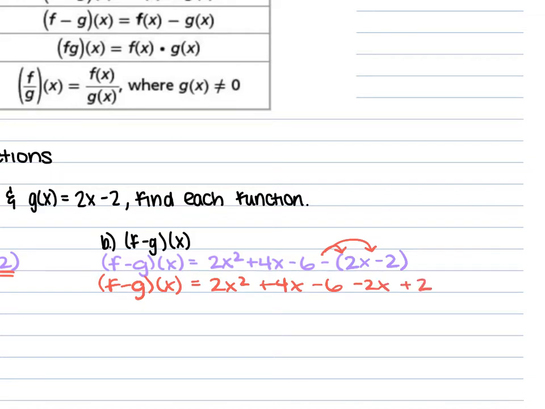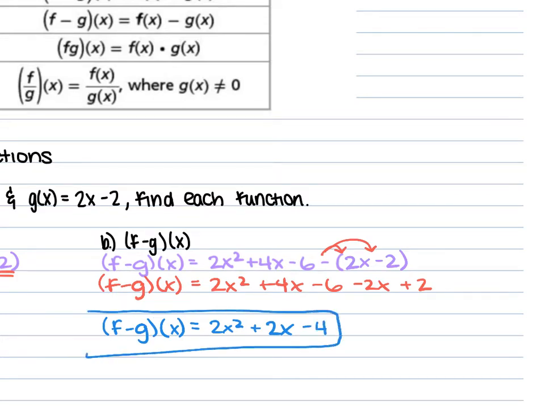So we're going to combine like terms here. We're going to be left with f minus g of x is equal to 2x squared. The 4x minus 2x is a positive 2x, and the negative 6 plus 2 is a negative 4. So 2x squared plus 2x minus 4.